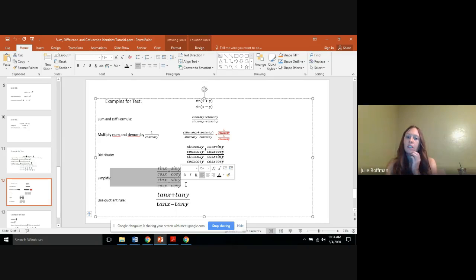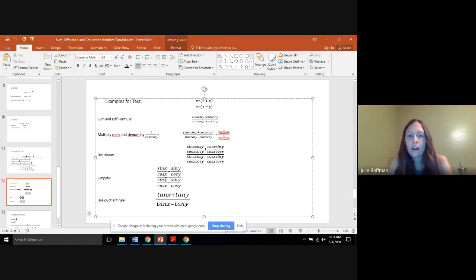And now the quotient identity would let us simplify all these fractions, because sine over cosine is tangent. Just make sure you keep the letter the same, right? Sine x over cosine x is tangent x, plus sine y over cosine y is tangent y. And then similarly on the bottom, it becomes tangent x minus tangent y. And that is how they want the answer. Hopefully that helps you if you end up with that question on your test.